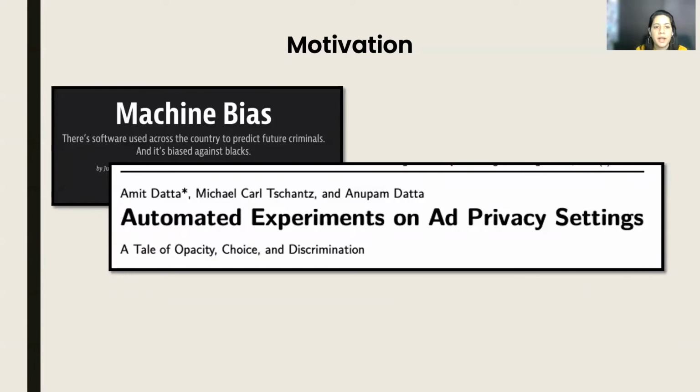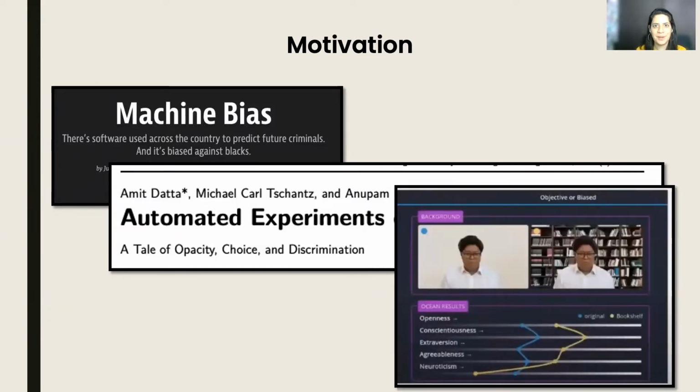Then there's this paper by Datta et al. on automated experiments on ad privacy settings. And what this paper found out was that if in the Google ad settings you were to put the gender as female, then there were less chances that high-paying jobs were shown to you. And ultimately, there's a very interesting example from the Washington Post, where they analyzed software which is used for interviewing candidates. And what they found was that if the interview is done with a background made up of books, you get higher scores as compared to when your background is white.